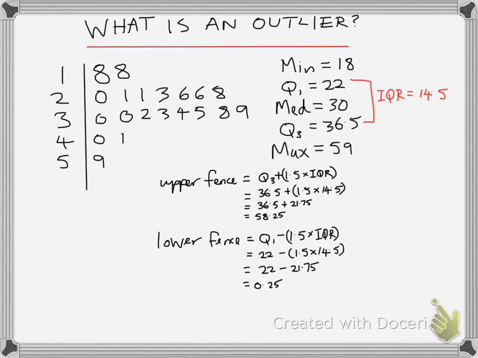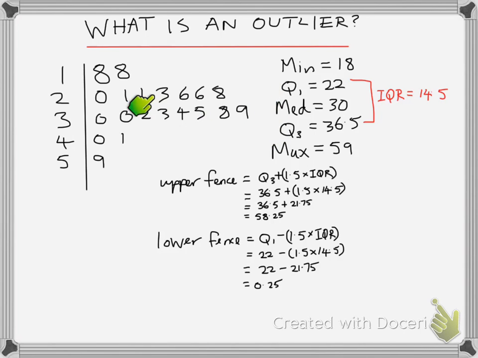We do this by calculating a theoretical upper limit called the upper fence and a theoretical lower limit called the lower fence. To do this, we need to first find the interquartile range. Recall that the interquartile range is the difference between the third quartile and the first quartile.